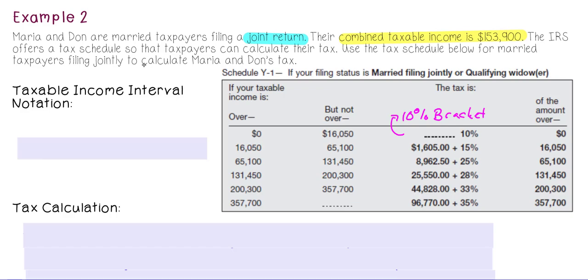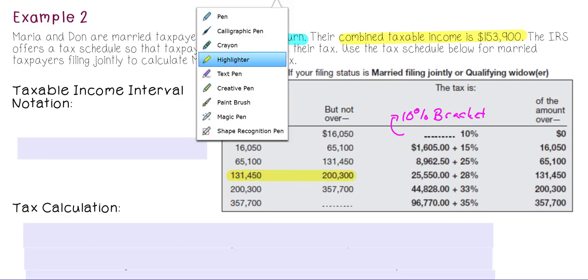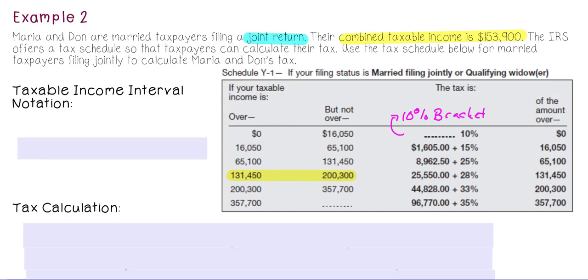And looking at this tax table, $153,900 has to be over the left amount, but not over the right amount. So we're looking at where $153,900 falls between $131,450 and $200,300.